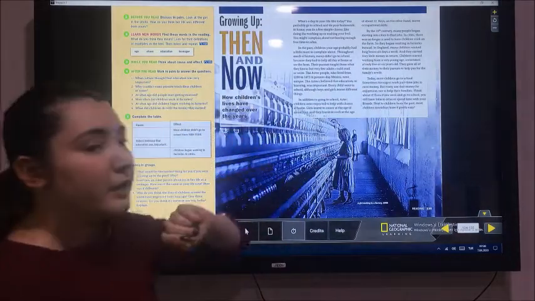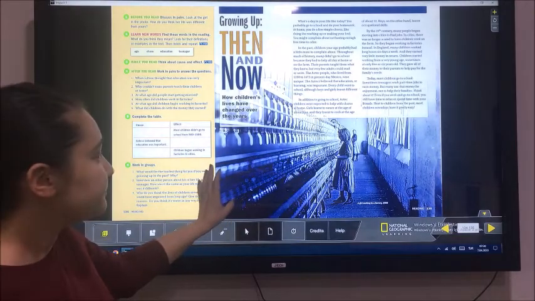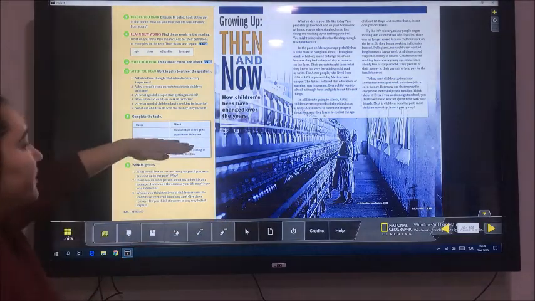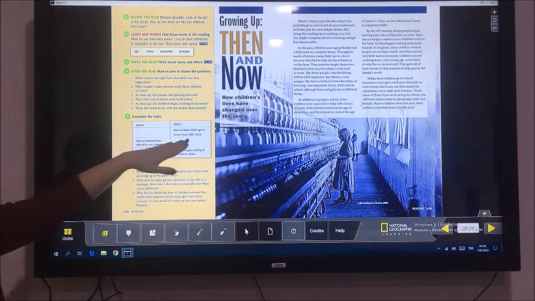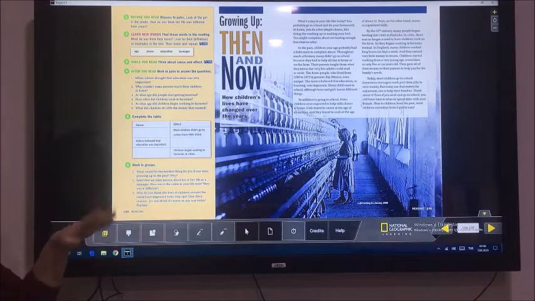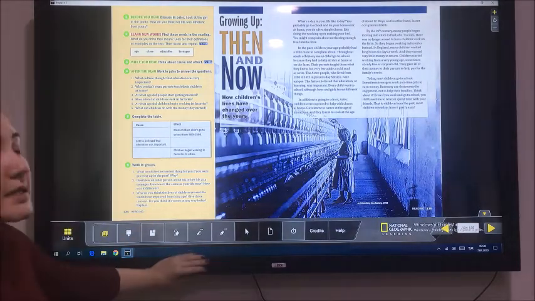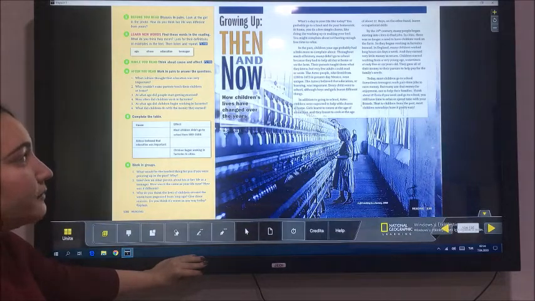Okay, while reading, I've asked you to check for cause and effects. For example, the first one in the table. Most children didn't go to school from 500 to 1500. Now, what's the reason? What is the cause behind it? Find it in the text.